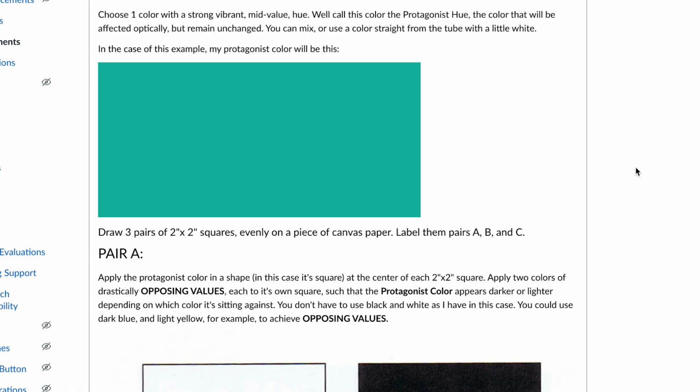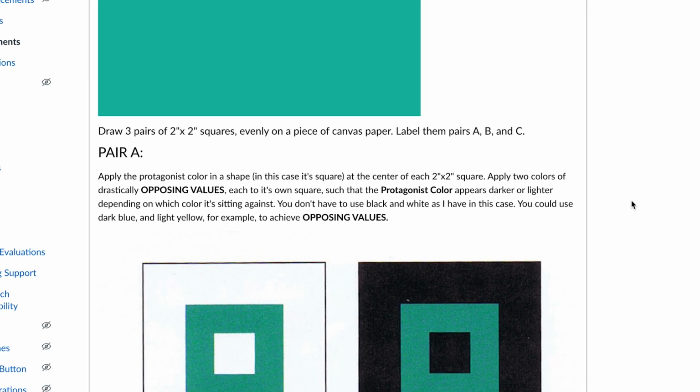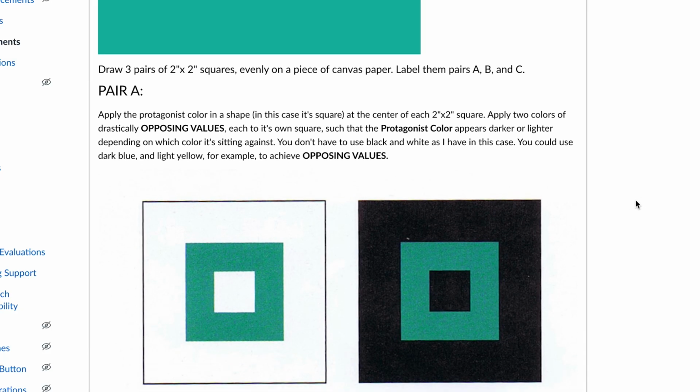Apply the protagonist color. So for pair A, apply the protagonist color in a shape. In this case, it's a square at the center of your 2 inch by 2 inch square. Apply 2 colors of drastically opposing values, each to its own square, such that the protagonist color appears darker or lighter depending on which color it's sitting next to. You don't have to use black and white as I have in this case. You could use dark blue and light yellow, for example, to achieve opposing values.